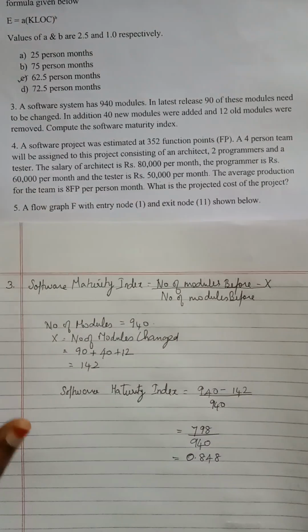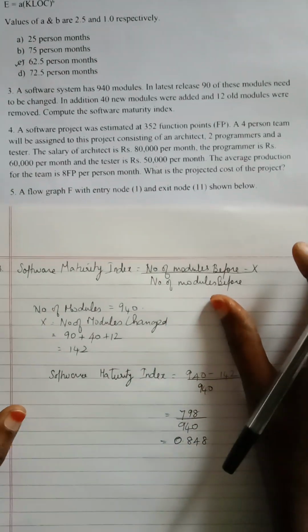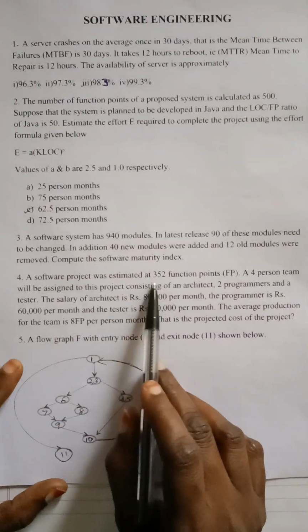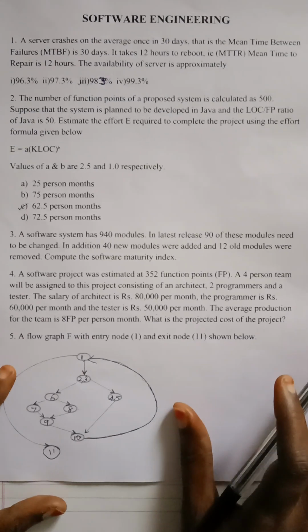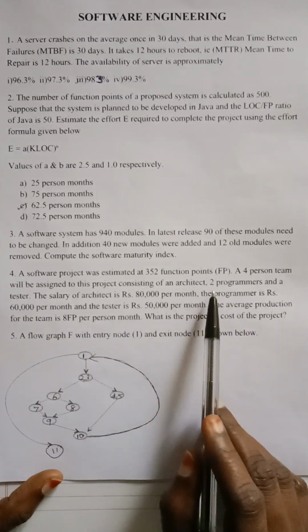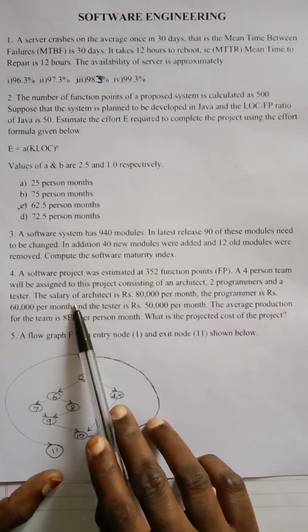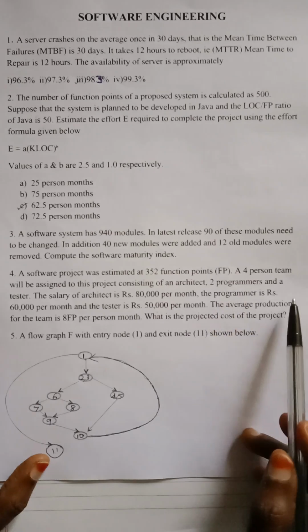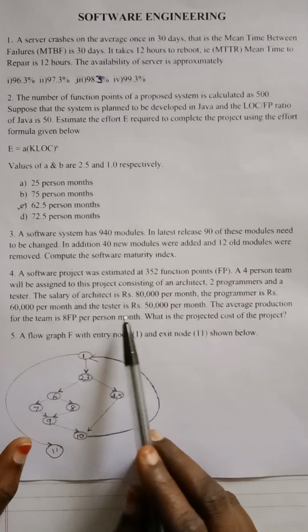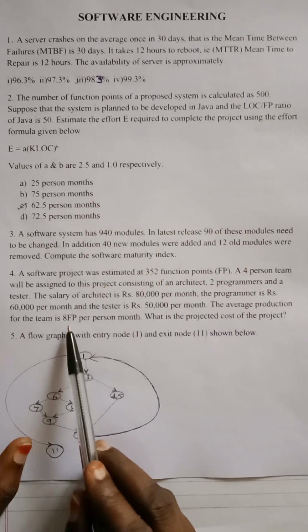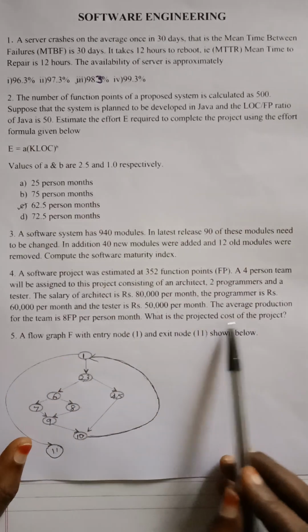Okay. Next problem. A software project was estimated at 350 function points. A 4-person team will be assigned to this project, consisting of an architect, 2 programmers, and a tester. The salary of the architect is rupees 80,000 per month. The programmer is rupees 60,000 per month, and the tester is rupees 50,000 per month. The average production for the team is 8 FP per person month. What is the projected cost of the project?